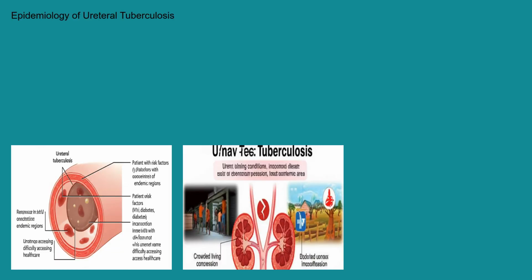The epidemiology of ureteral tuberculosis mirrors that of tuberculosis in general. It's significantly more prevalent in regions where tuberculosis is endemic, such as parts of Africa, Asia, and Eastern Europe. Individuals with weakened immune systems, such as those with HIV, diabetes, or undergoing immunosuppressant therapy, are at a higher risk. Also, individuals who are incarcerated, experiencing homelessness, or have limited access to healthcare are at a disproportionately higher risk of contracting tuberculosis, and therefore, ureteral tuberculosis.